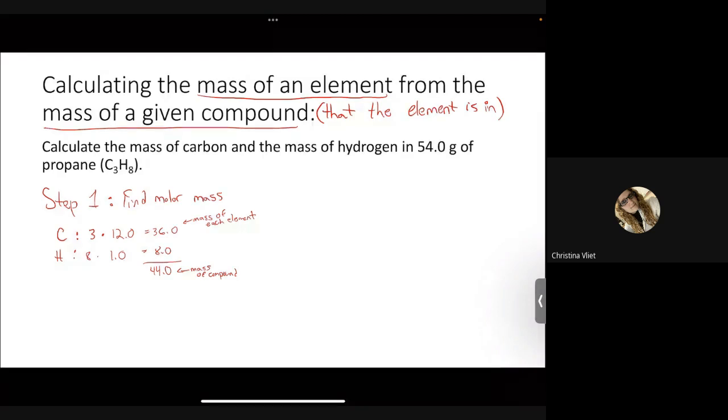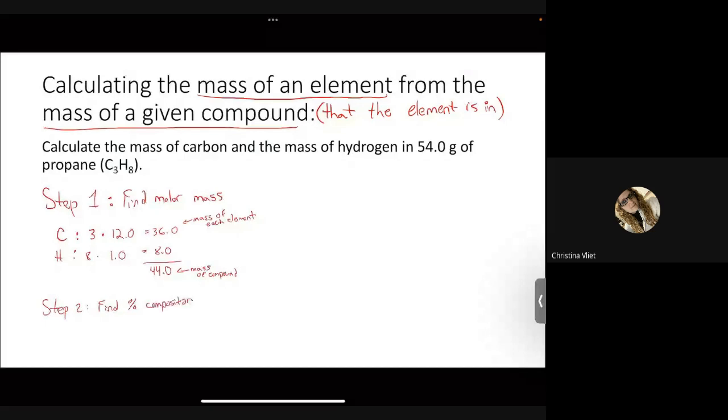So step one, find the molar mass. And I'm going to show you method one. Step two would be to find the percent composition, which means same formula. 36 over 44 times 100, 8 over 44 times 100. You find the percent of the compound that's made up of carbon, and the percent of the compound that's made up of hydrogen. So step two, find percent composition.